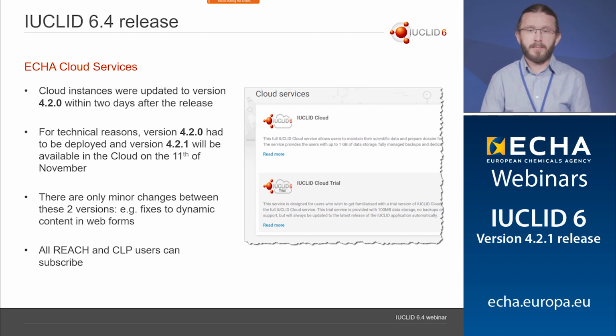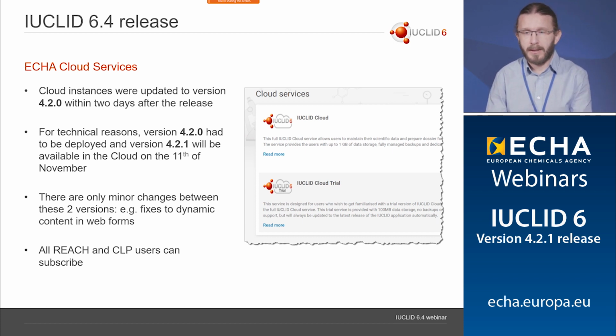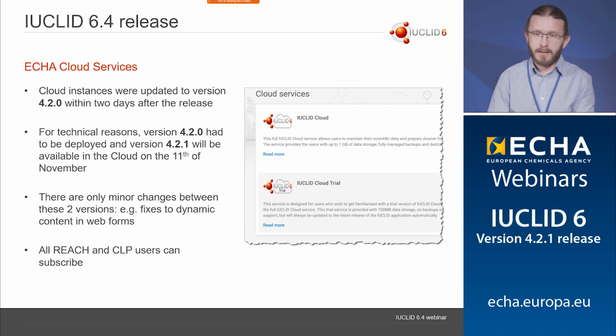Latest version, not exactly, because for technical reasons, we had to deploy first version 4.2.0, and version 4.2.1 will be deployed early next week. There are only minor changes between these two versions. For example, fixes to some dynamic content in web forms that we will explain a bit later in this presentation. And again, all REACH and CLP users can subscribe to have access to the latest version of Euclid and to benefit from the upgrade made by ECA services.